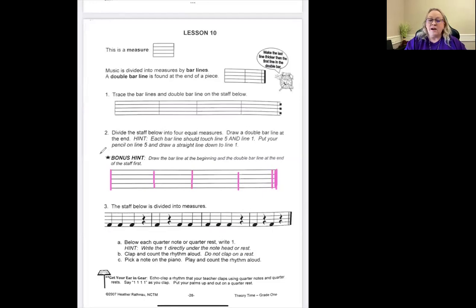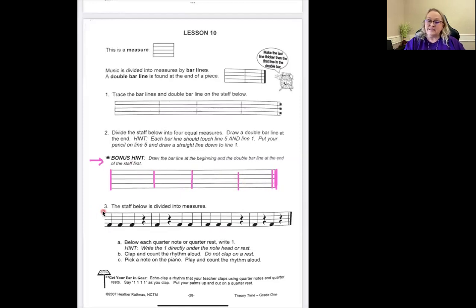Okay, now this is bonus hint. Let's read what that says. Draw the bar line at the beginning and the double bar line at the end of the staff first. They did it a little bit different than me. That doesn't matter, but what you want to do is make sure they're about equal. That's really kind of what they're looking for.